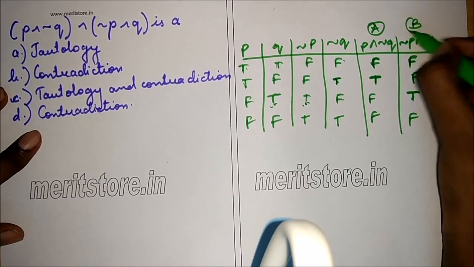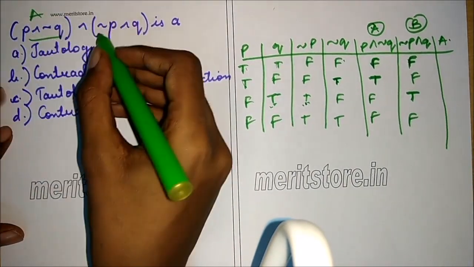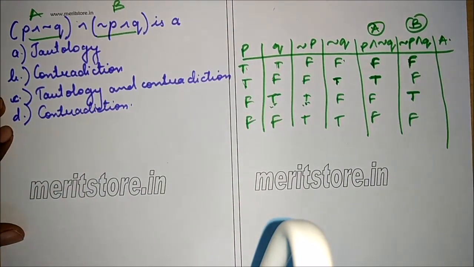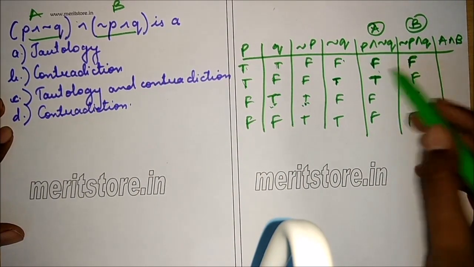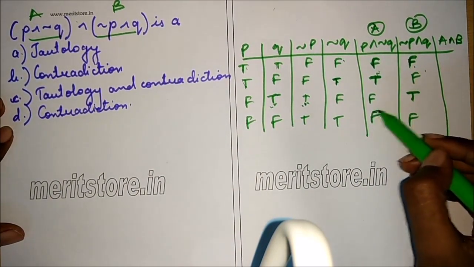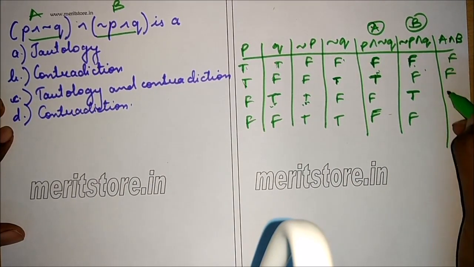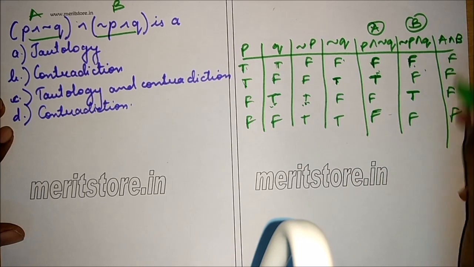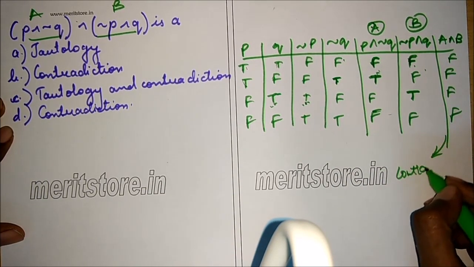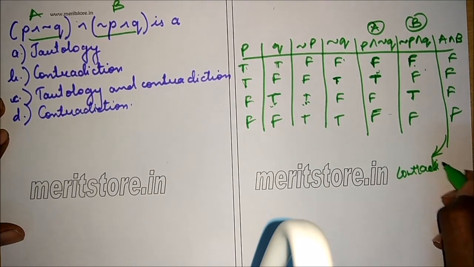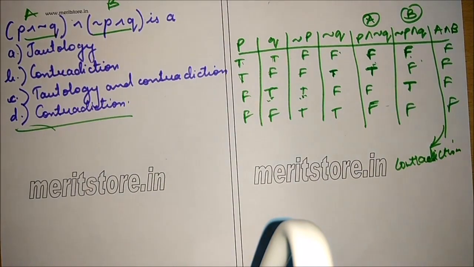Now let this be B. So this is A and this is B. A and B is what we have to find. So A and B, both the statements should be true. But here there is no such case where both the statements are true. So everything else is false. Since it contains only false values, this will be a contradiction, which is option D, contradiction.